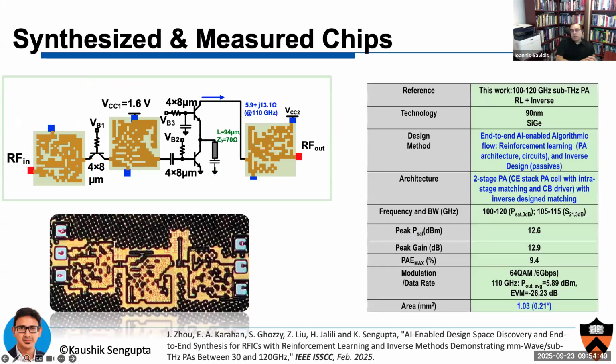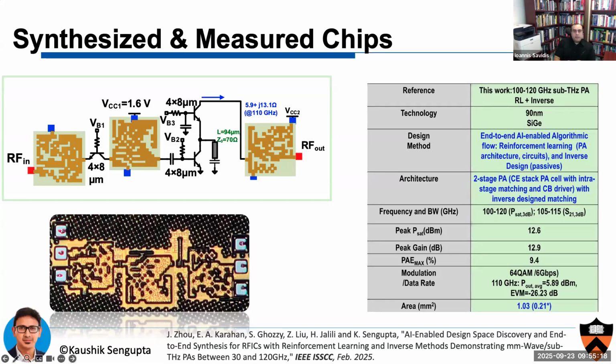So Kaushik's group has used the proposed ML models that estimate EM fields of these pixelated matching networks to design RF ICs, which they measured. The ICs include a broadband millimeter wave power amplifier covering the 34 to 70 gigahertz frequency range, and another 110 gigahertz power amplifier with specifications shown in the table.